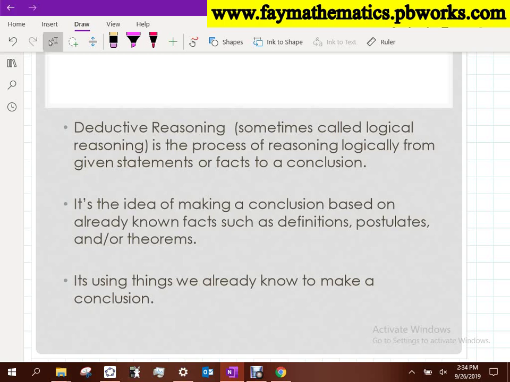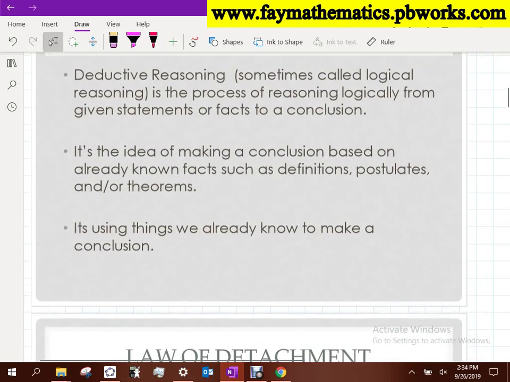Otherwise, your conclusion that you're trying to argue with them probably isn't going to sit well with them. It's probably not going to be valid. They're not going to agree with it. Okay? So, that's deductive reasoning.